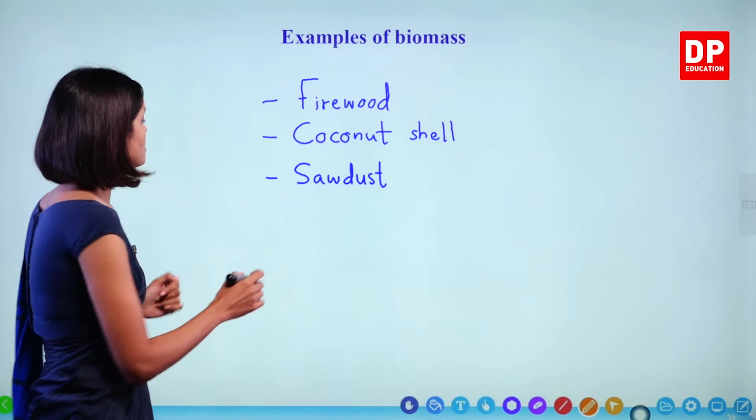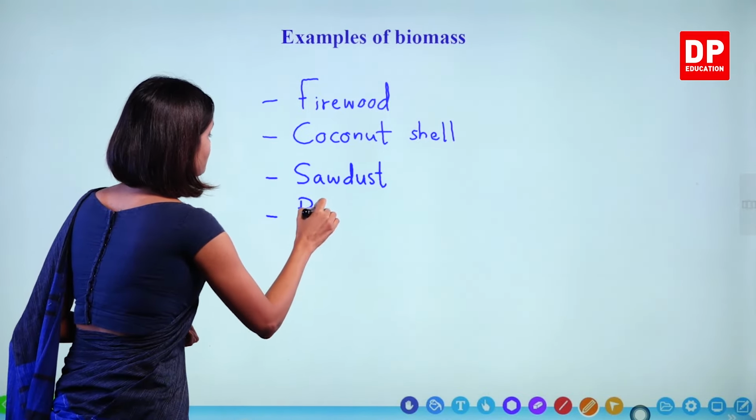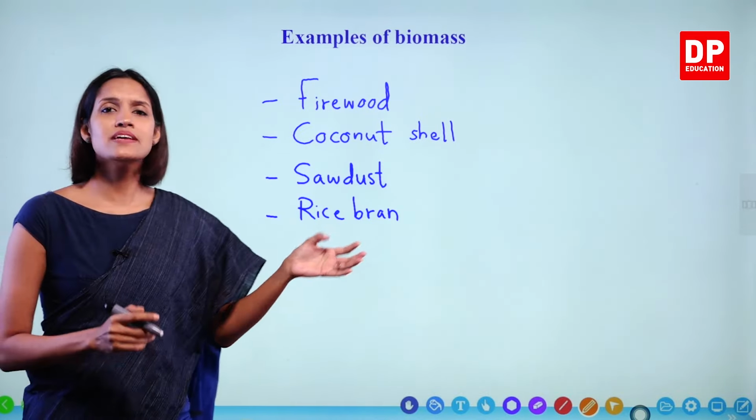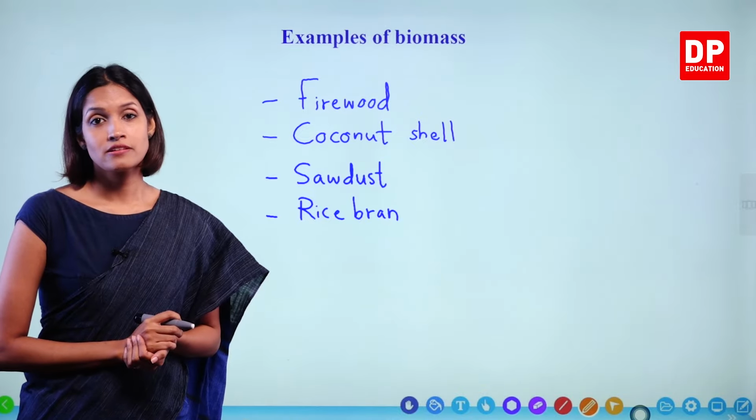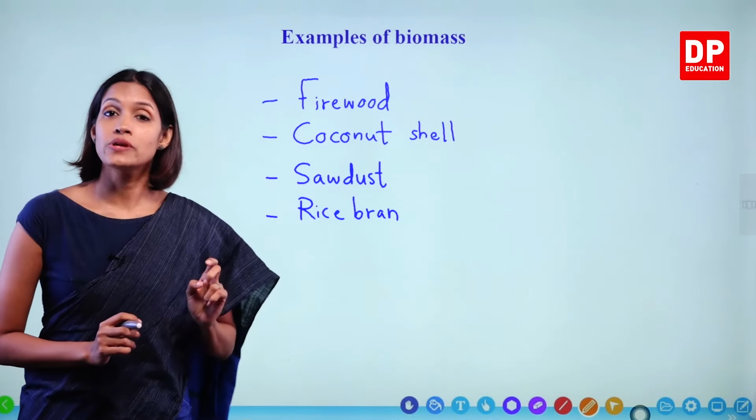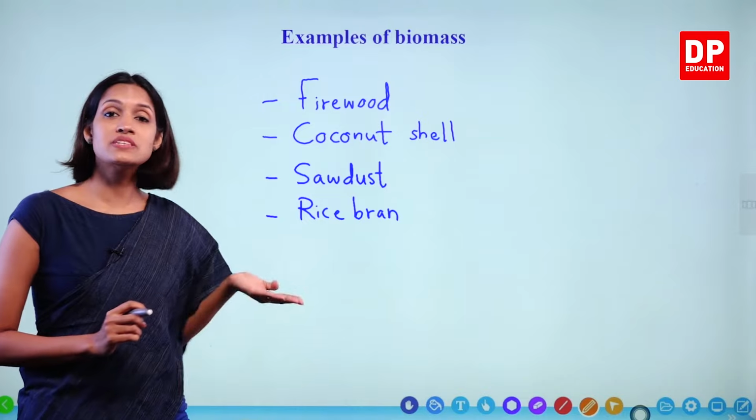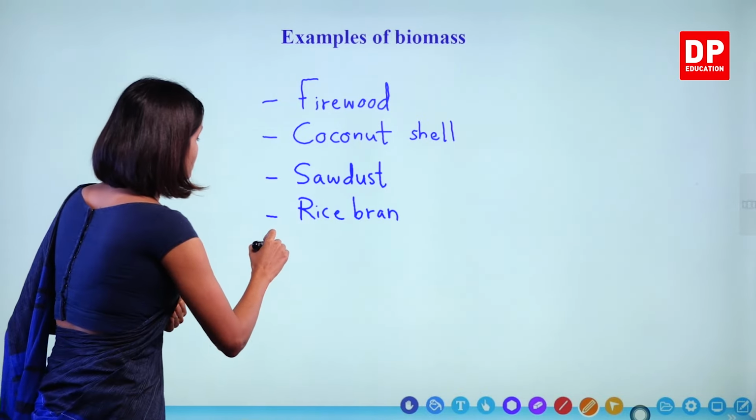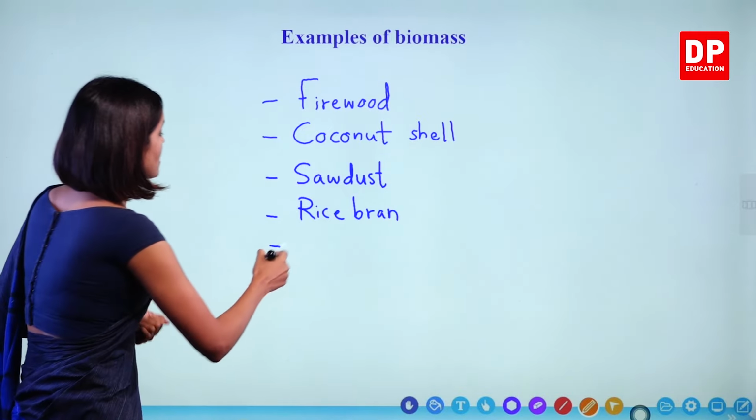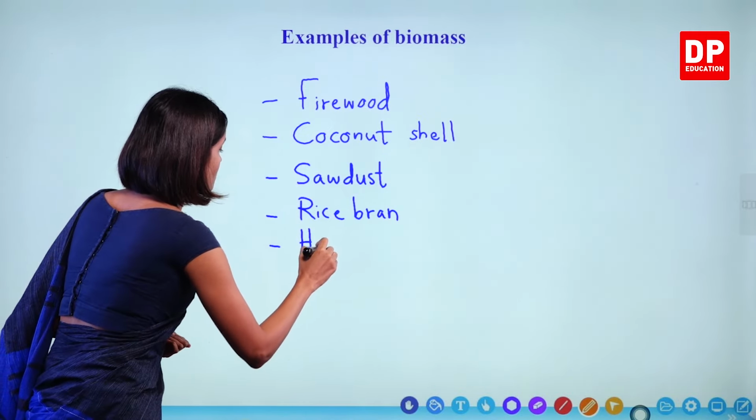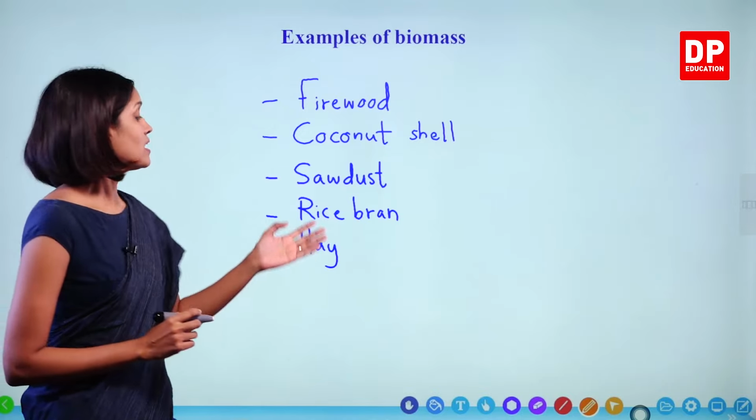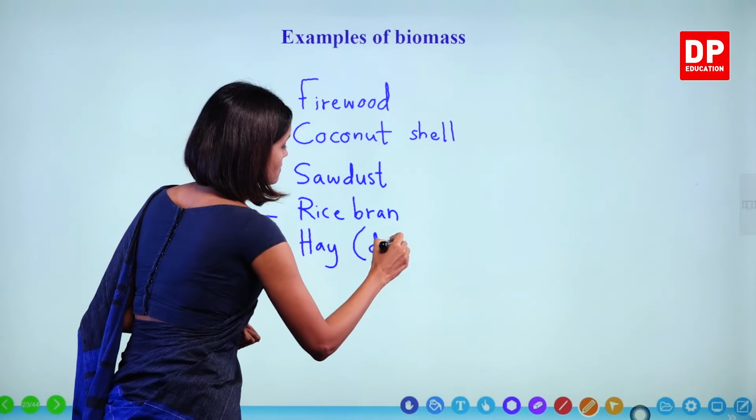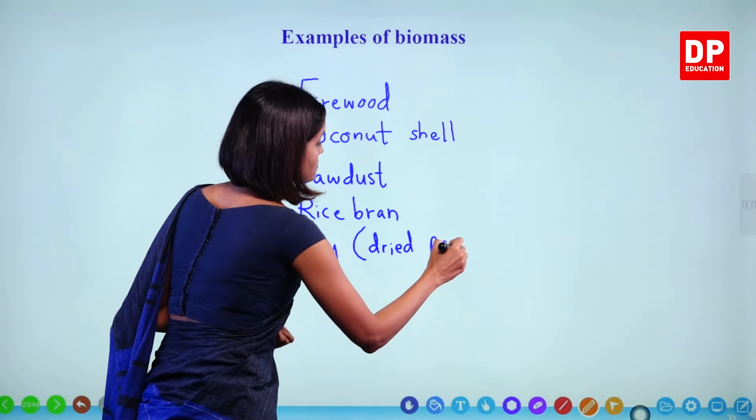And another one is rice bran. Rice bran is the outer cover of the rice. The outer cover of the rice is known as rice bran. That is also a dry substance. This dried rice bran is a very good fuel, right? And another example is hay. Hay means dried paddy leaves.